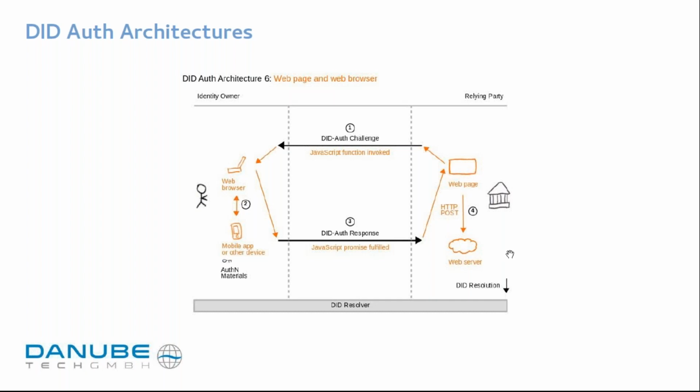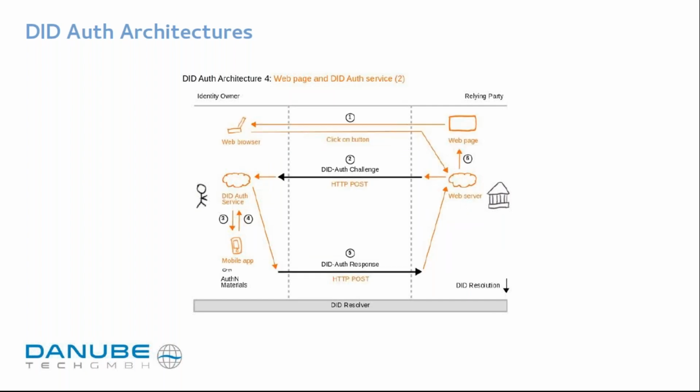So I think you can already see that there are a lot of variations, and these are just examples of what DID Auth could look like. There's no all-inclusive list at this point of different scenarios, but there are just different approaches to how it can be done. But there's always the identity owner who controls the DIDs, and there's always some challenge and response cycle.